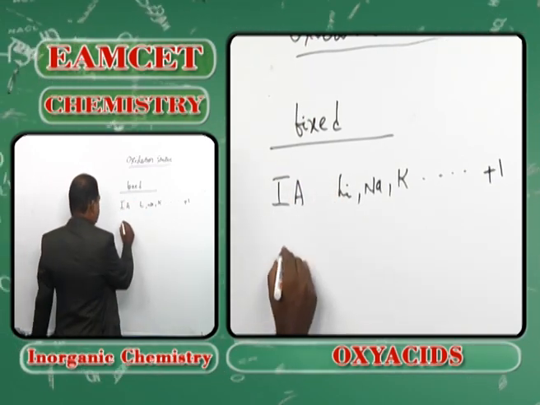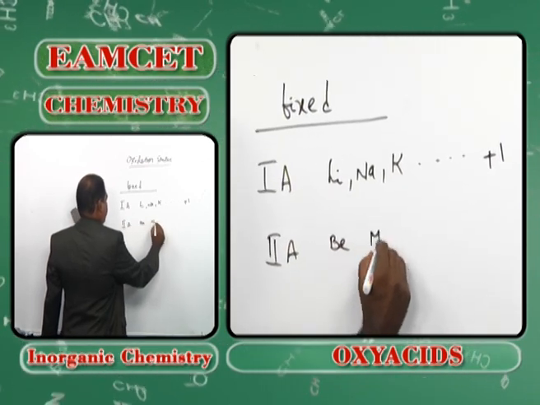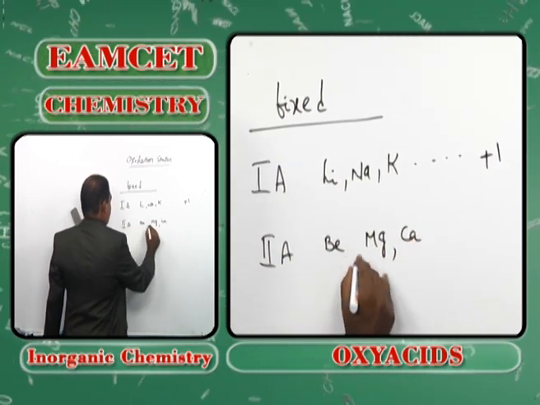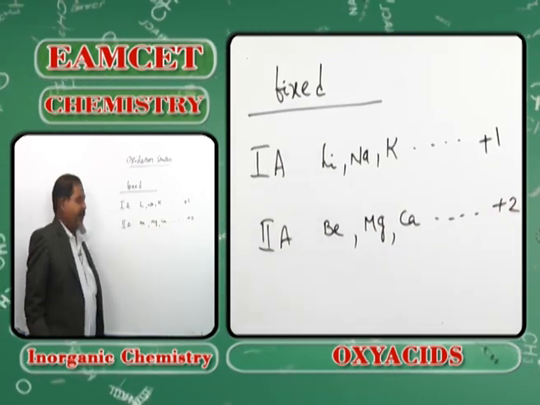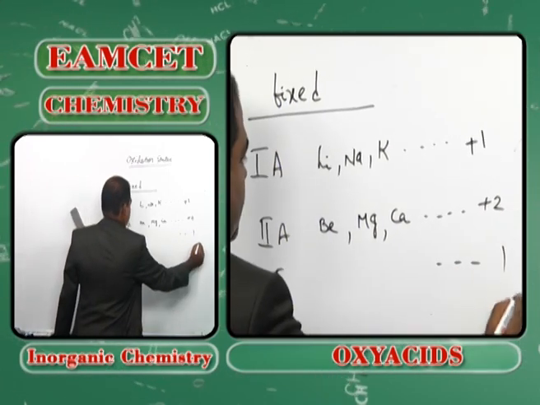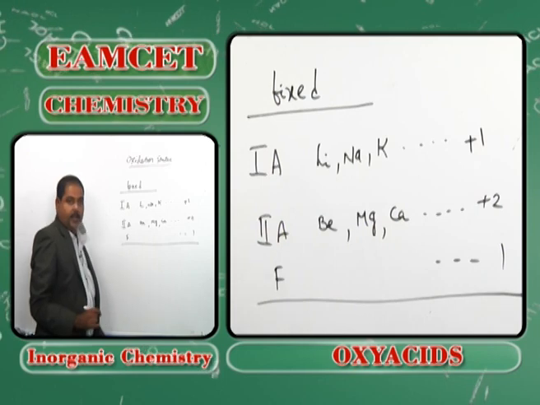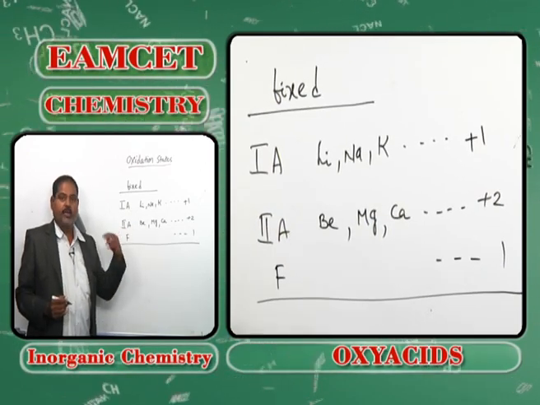And elements of 2A, beryllium, magnesium, calcium, strontium, barium, radium, they always have +2. And fluorine is always -1 in oxidation state. With other elements, you can have any oxidation state.